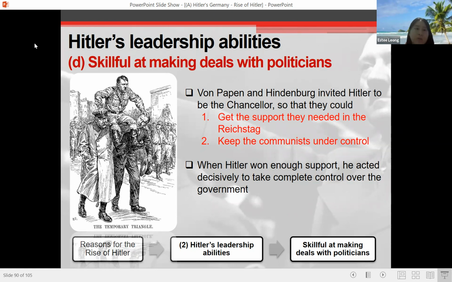Okay, so there's this one source here in your worksheet. I think it's asking you what's the message, what can you infer from this source? Hitler being supported by Hindenburg and von Papen. It says here a temporary triangle. So how do these two men look as opposed to Hitler? And what can we say about Hitler here?